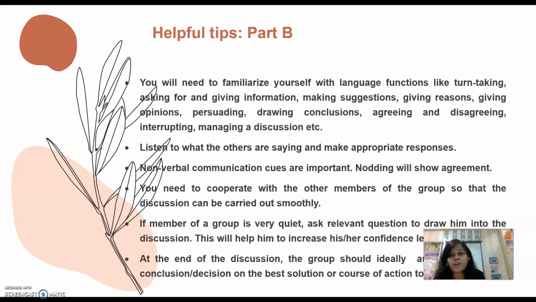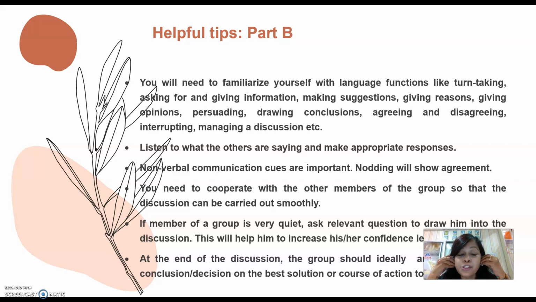And of course, nonverbal cues are also important. Nodding will show that you agree to what the other person is saying. But of course, we do not want you to just nod, or disagree by just shaking your head, like a lot of candidates tend to do. You need to verbally say it out as well, because you're being assessed for speaking ability, not non-verbal communication.